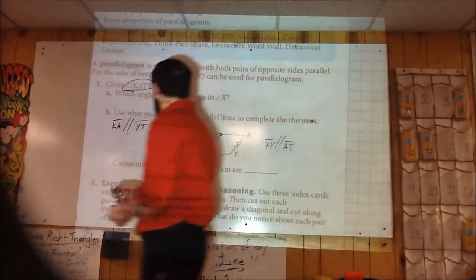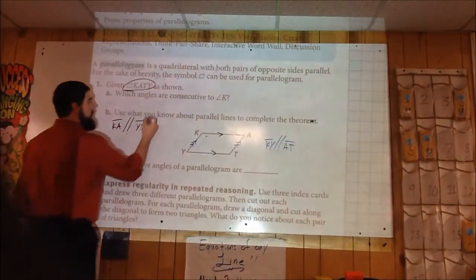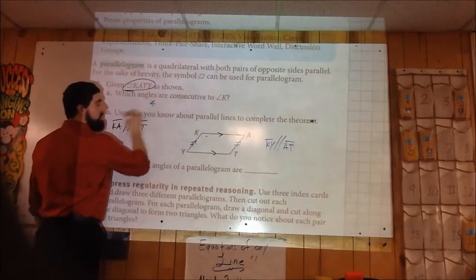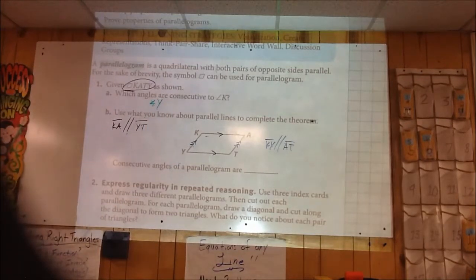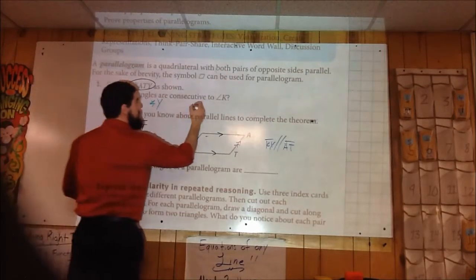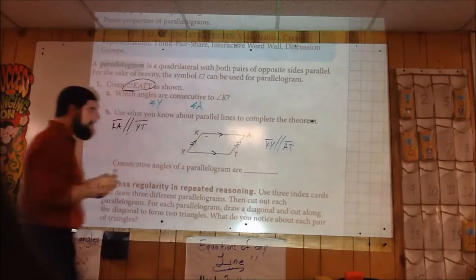So, Grace, give me one. Angle K is consecutive to angle? Y. Because I asked. Just checking. Angle Y, correct. And then the other one, angle K is consecutive to which angle as well? We'll go with Tyler? Angle A. Angle A, very good, sir. So we got angle A as well.